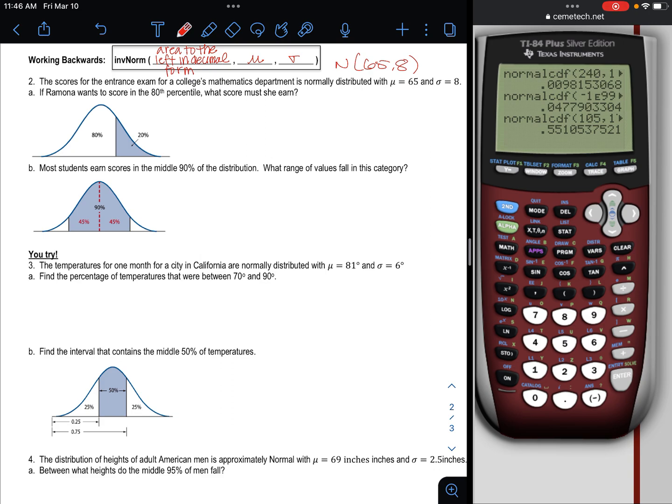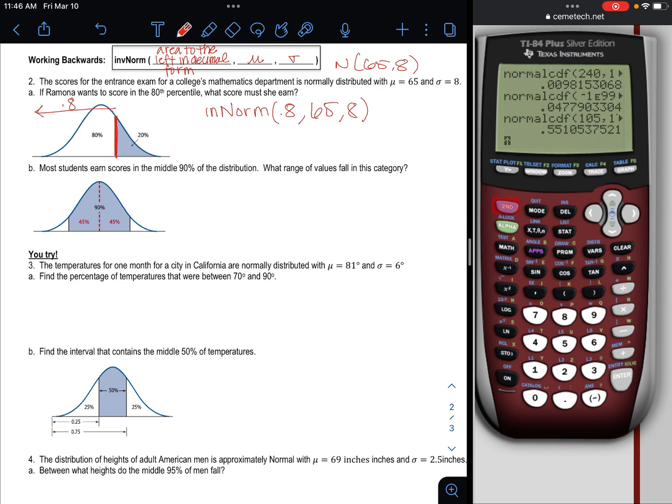All right, so I know I'm using inverse norm, and I'm using technology here. Inverse norm. And then my first number is the area to the left. So if she wants to score in the 80th percentile, that looks like this picture shown here, but we want the area to the left of that value. So for this value right here, we're going to put in the area to the left, which is 0.8. So we're going to do 0.8, comma, mean, which is 65, standard deviation, which is 8. And we're going to put that in our calculator.